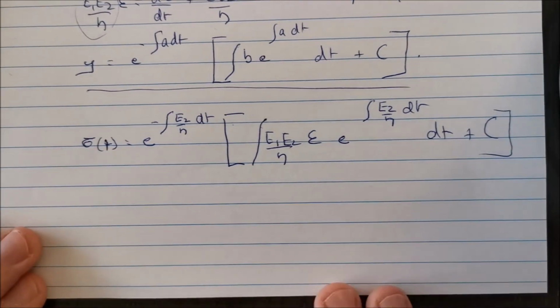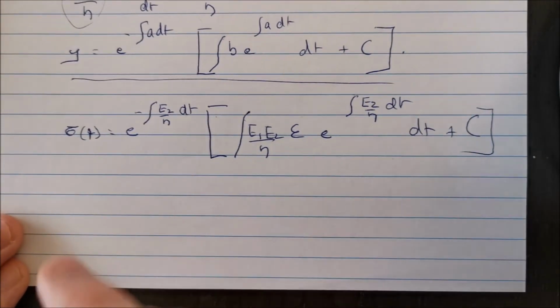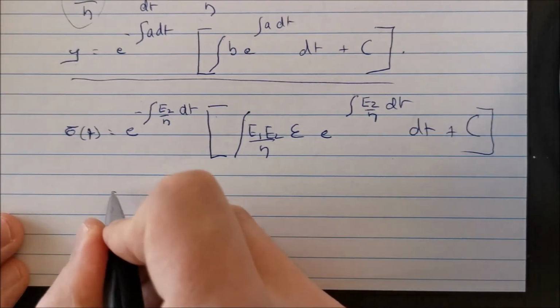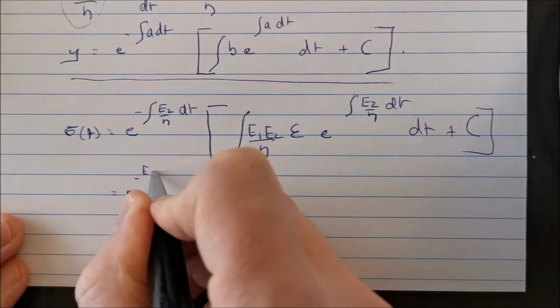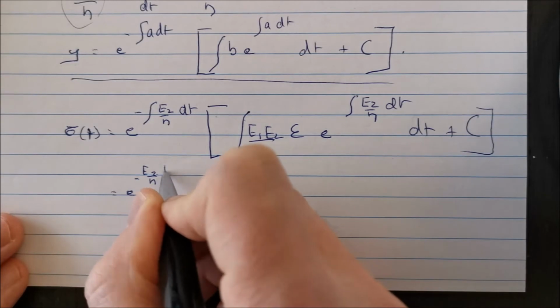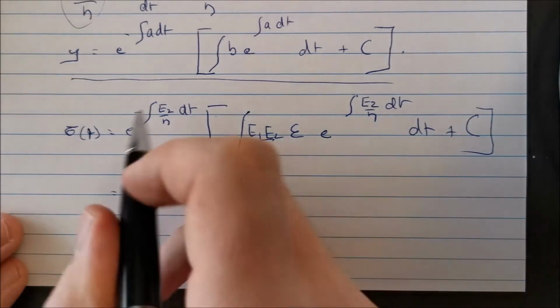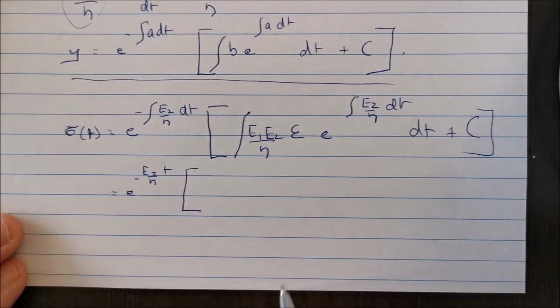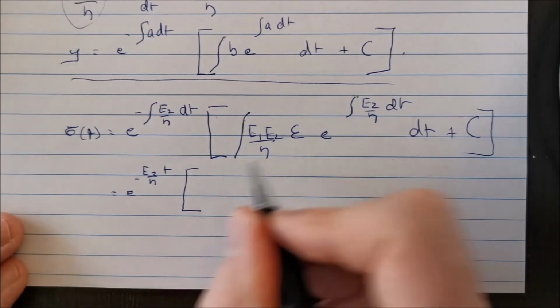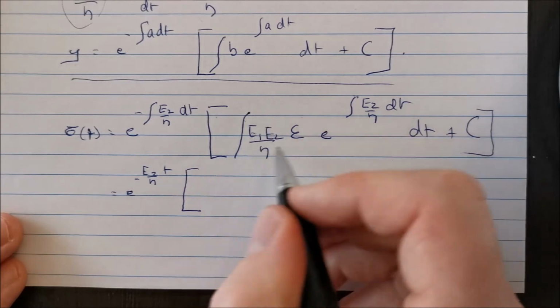Now we can solve the individual components. Here, this is going to be equal to E2 divided by the viscosity times the time, because we just integrate dt. For this one, we are able to take this term out of the integral because it's a constant.